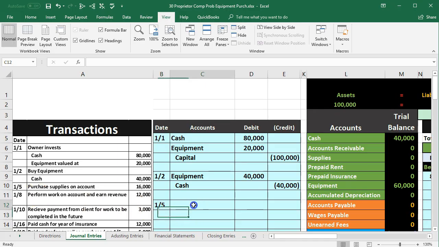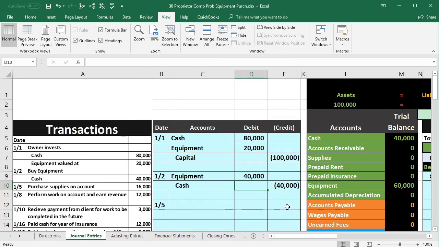So we're going to purchase some supplies on account. We're going to be here in January 5th on cell B12. Note that if you're working with the same worksheet instead of uploading a new worksheet each time, you may have to go to the View tab, Windows, and unfreeze the panes in order to see column A if you so choose to.